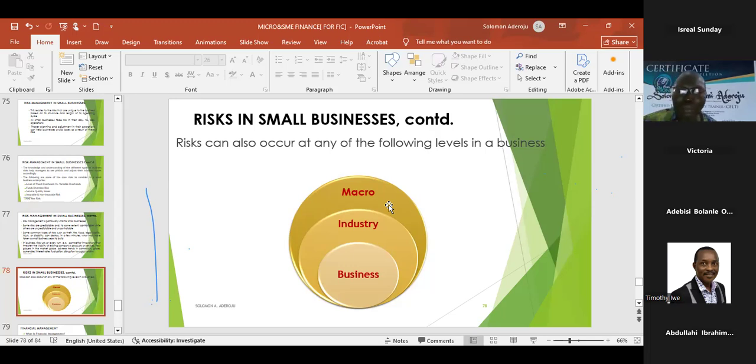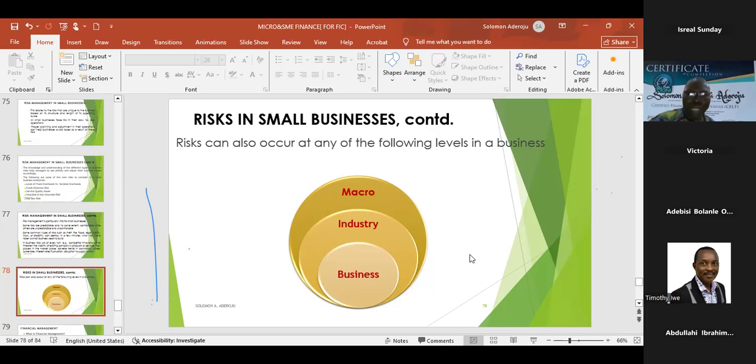So when you are analyzing your credit, you must know what is happening in the industry, you must know what is happening in the macro, that's national, and globally also. You remember coronavirus didn't start in Nigeria, but it later affected us. So whatever is happening in the foreign window will also affect us in Nigeria. More so, the whole world is now becoming a global village.